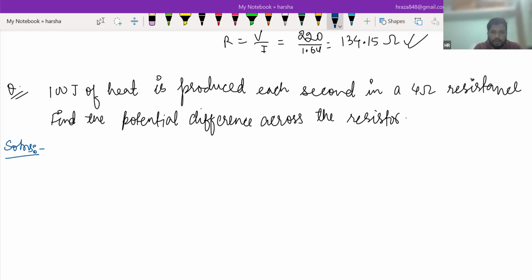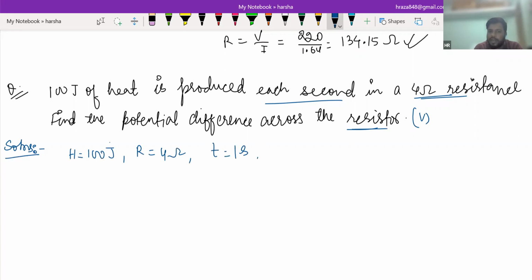So here is the question. 100 joule of heat is produced each second in a 4 ohm resistance. Find the potential difference across the resistor. We need to calculate the potential difference. Now, what is the given heat? That is 100 joule. Our resistance is 4 ohm, and each second means time is 1 second, and what we need to calculate is potential difference V. So after seeing this, we can easily calculate V.